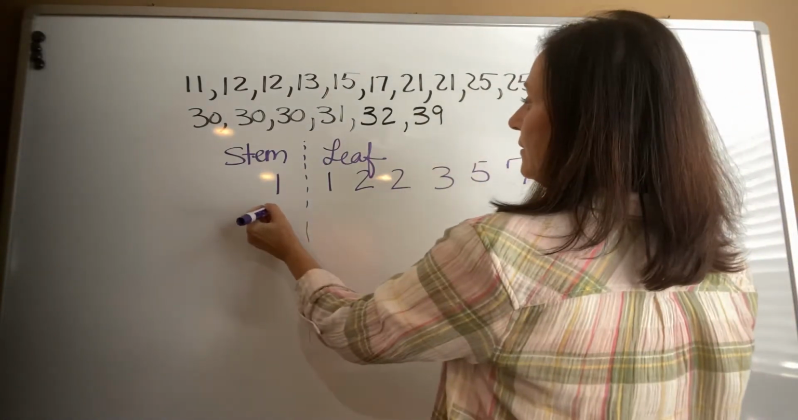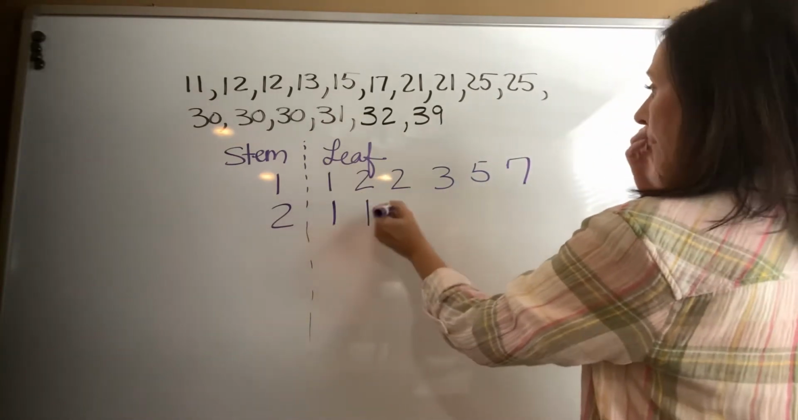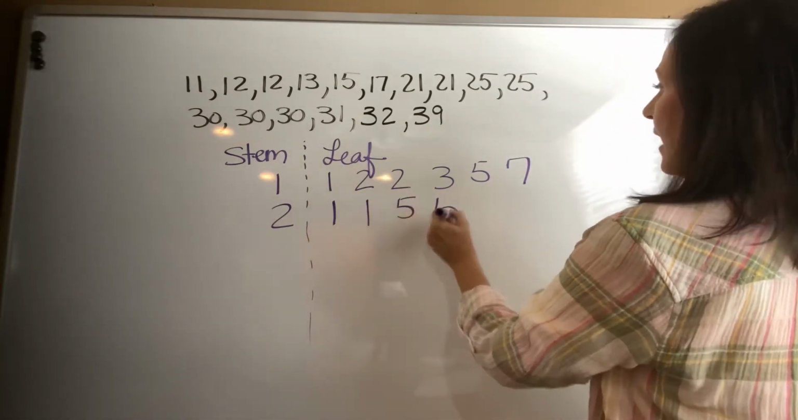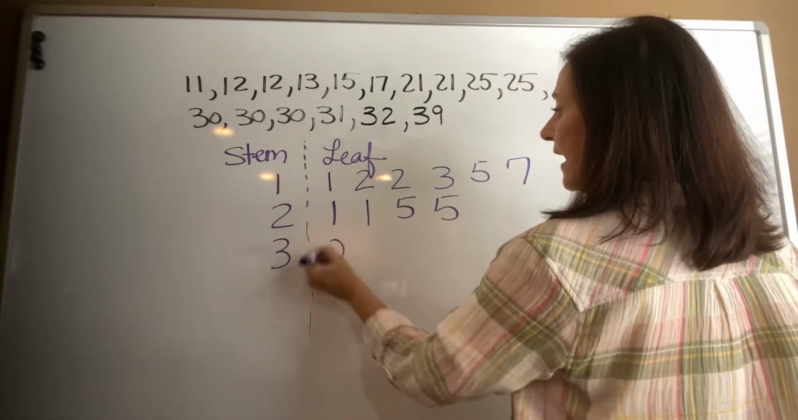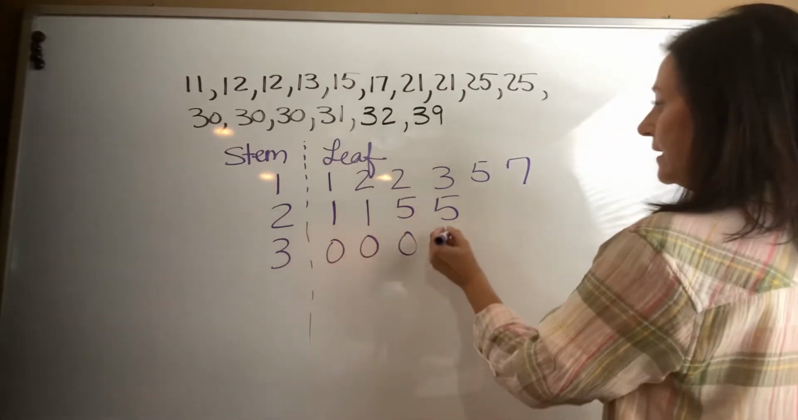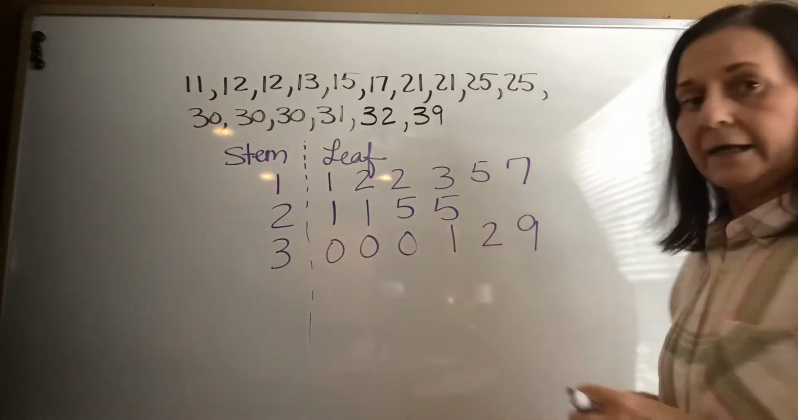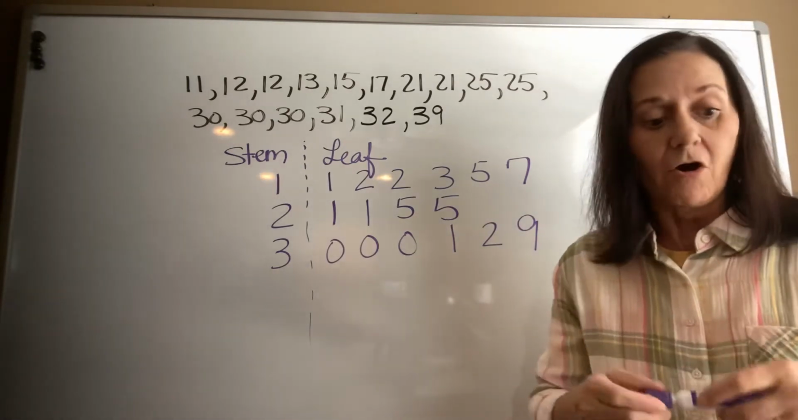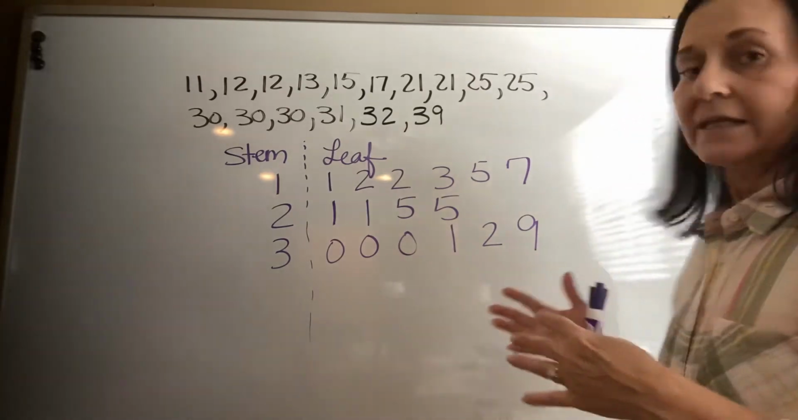All right, and then for my 20s, I have 1. Notice how they line up. 5, 5, that's all I have. And for my 30s, I have 3 30s. Then I have a 1, a 2, and a 9. All right, and that is really all a stem and leaf plot. It helps us to see how this data is distributed.